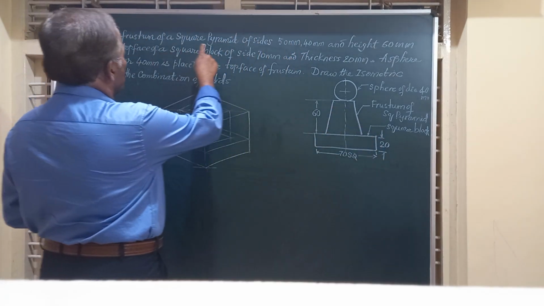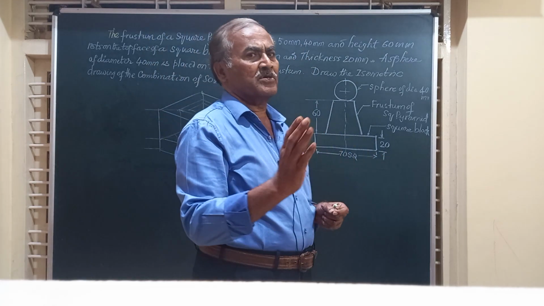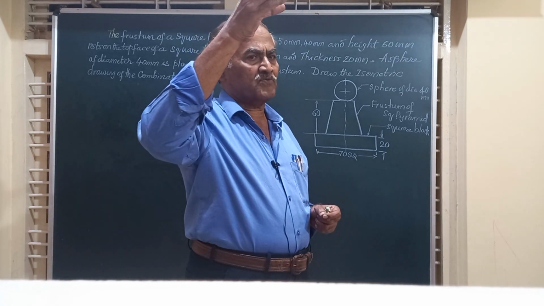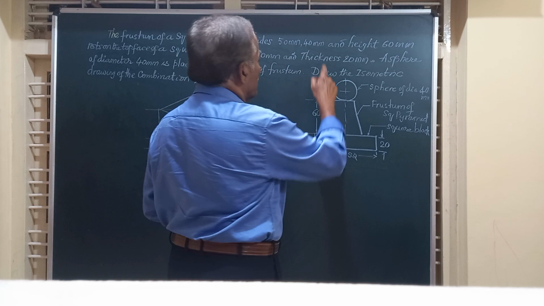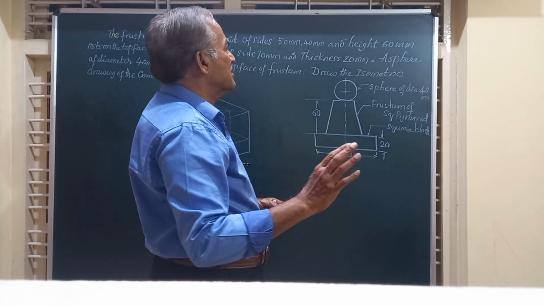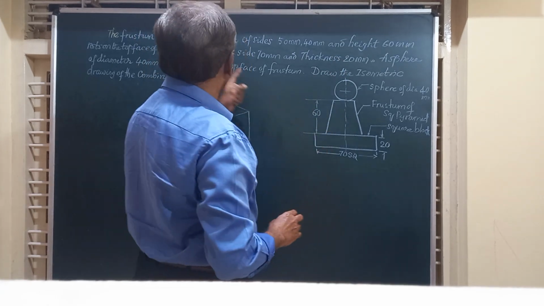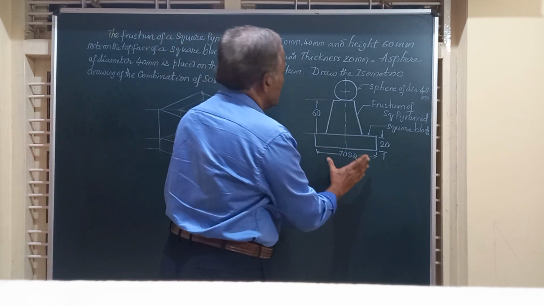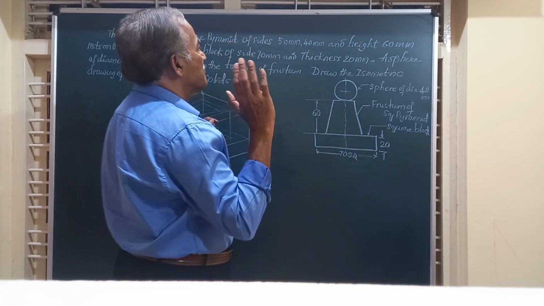We have got a frustum of a square pyramid of side 50 mm and 40 mm, that is, a top square face and a bottom square face having dimensions 50 mm and 40 mm, and the height of that is 60 mm. That is resting on the top of a square block of 70 mm side, and the thickness of that is 20 mm.